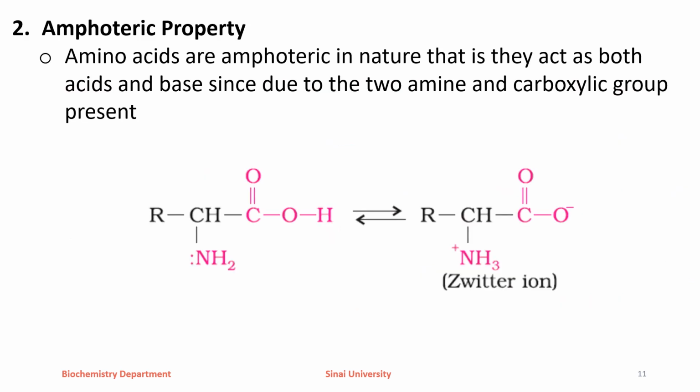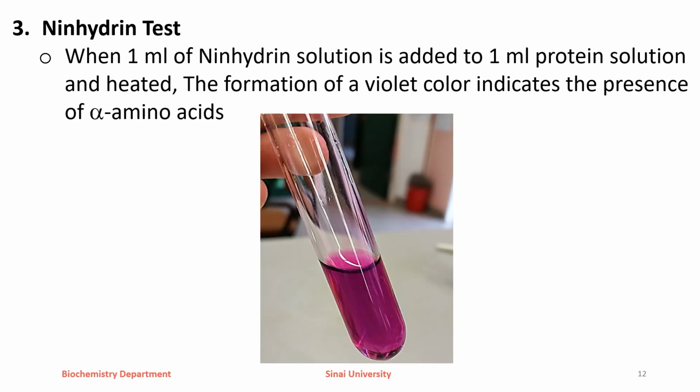The second one is amphoteric property. Amino acids are amphoteric in nature, that is, they act as both acids and base due to the two amine and carboxylic groups present. The third one is ninhydrin test. When 1 milliliter of ninhydrin solution is added to 1 milliliter protein solution and heated, the formation of a violet color indicates the presence of alpha amino acids.